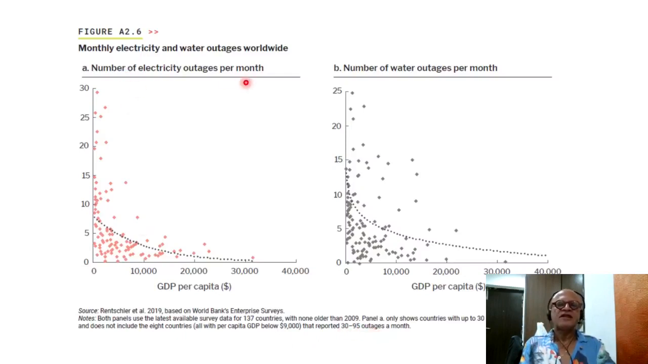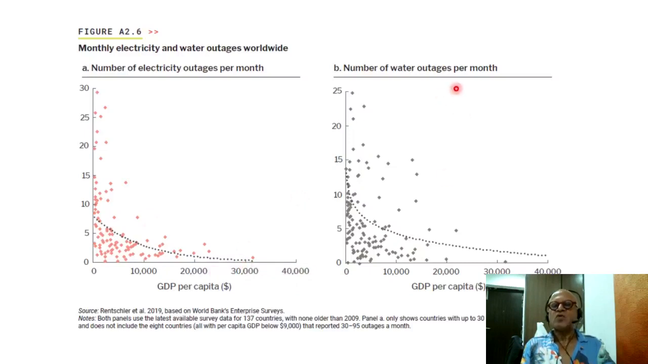So the number of electricity outages per month drops off nicely as per capita GDP goes up, and this is what I meant by saying even within a city you may have people with very varied per capita GDP, and they may still experience higher outages because they live in a poorer neighborhood and they are not as well protected as the neighborhoods with higher per capita GDP.